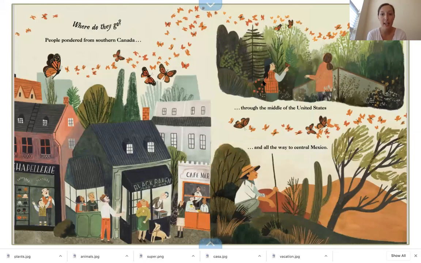From southern Canada, pondered means to wonder, through the middle of the United States and all the way to central Mexico. So we know that our where in the story is Canada, the United States, and Mexico.